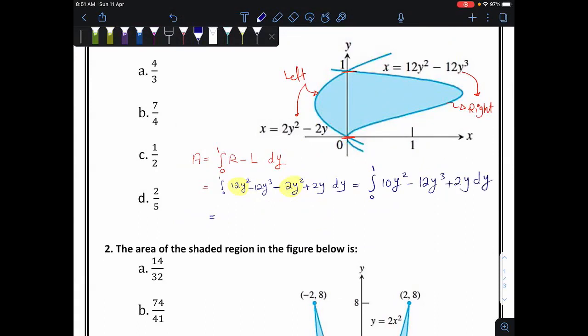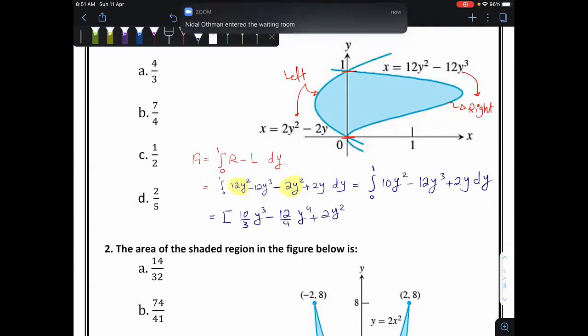And then integrate, by the basic fact we know: adding 1 to the exponent and dividing by the new exponent. So let's add 1 to 10y squared. That gives 10 over 3 y cubed, and then minus 12 over 4 y to the power of 4, and then plus 2y squared over 2. And don't forget to substitute from 0 to 1.